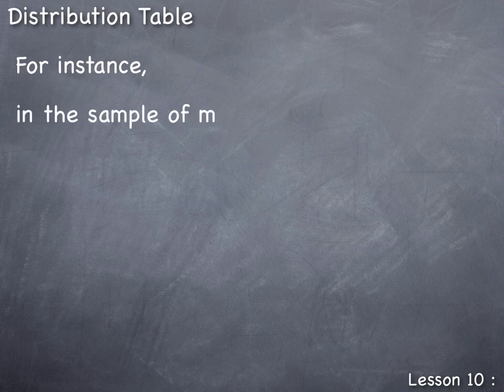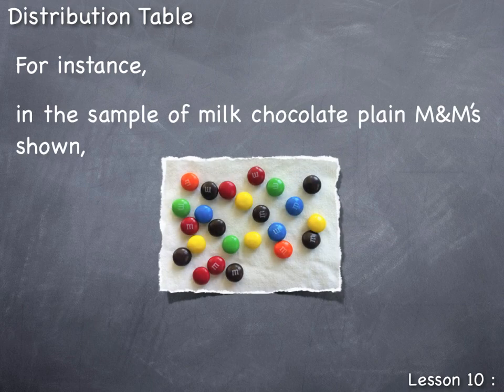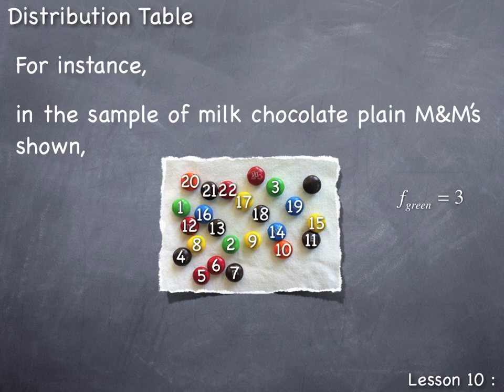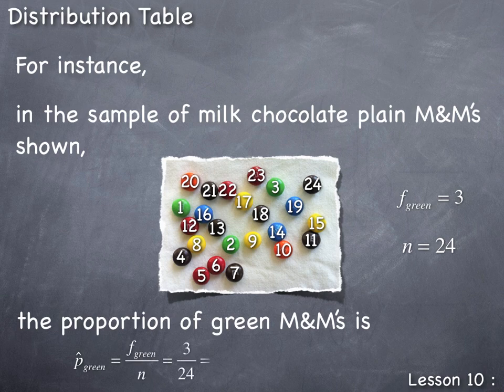For instance, in the sample of milk chocolate plain M&Ms shown here, we've already determined that the frequency of green M&Ms was 3 by counting 1, 2, 3. We can turn this frequency of green M&Ms into the proportion of green M&Ms by dividing the frequency by the total sample size. So to do this, we count the total number of M&Ms in this sample, which is 24. So n, the sample size, is 24. Therefore, to calculate the proportion of green M&Ms in this sample, we take the frequency, 3, and divide by the total sample size, 24.